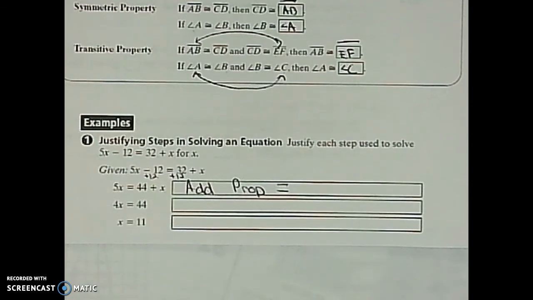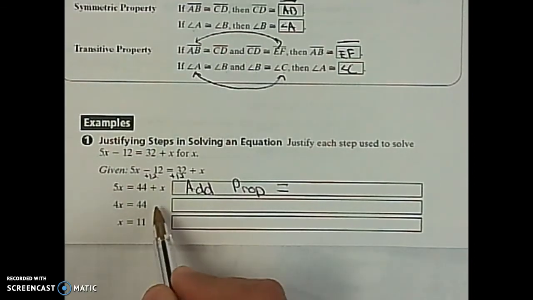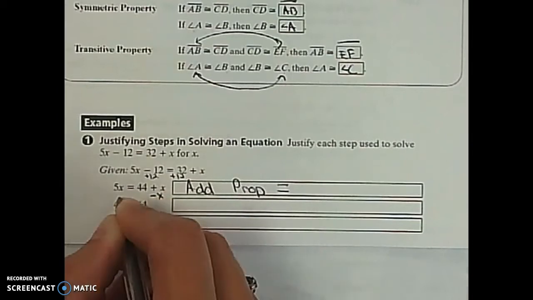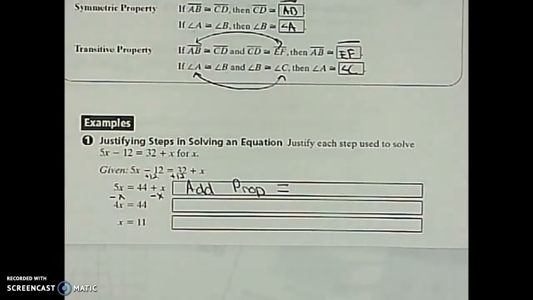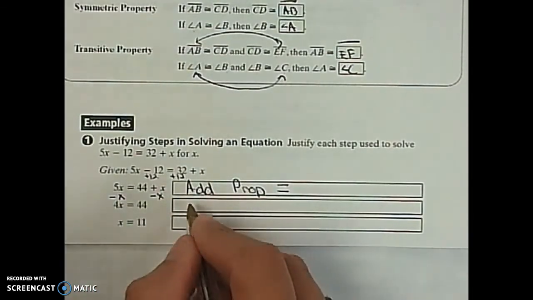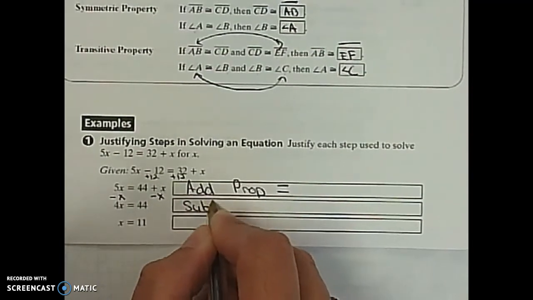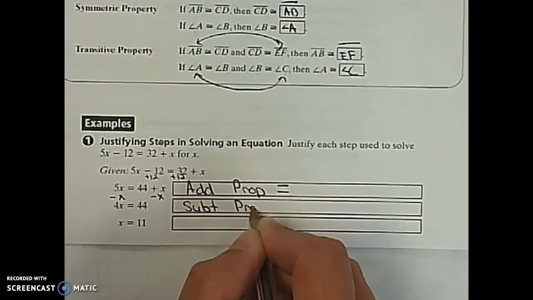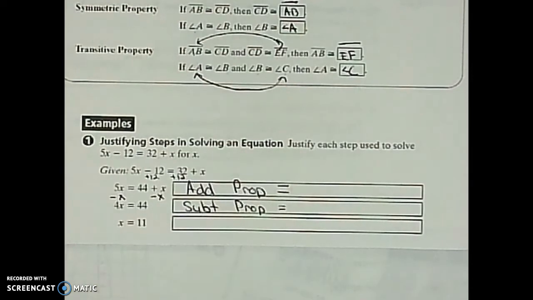Let's go to the next one. If we're going from here to here, what did they do? Think back to Algebra 1. They're getting the variables on one side. How did they do that? They subtracted x from both sides. So that is the subtraction property of equality.